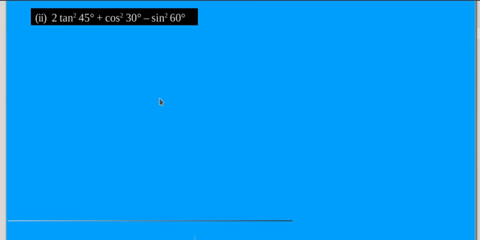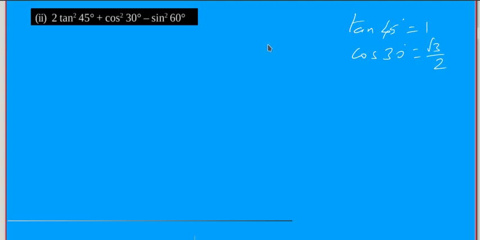Next problem will be 2 tan square 45 plus cos square 30 minus sin square 60. Okay. So tan square 45. What is tan 45? Tan 45 is 1, isn't it? Tan 45 degree is 1. Okay. Cos 30 is how much? Cos 30 is root 3 by 2. And sin 60 is also root 3 by 2. So all these values we have to substitute here.